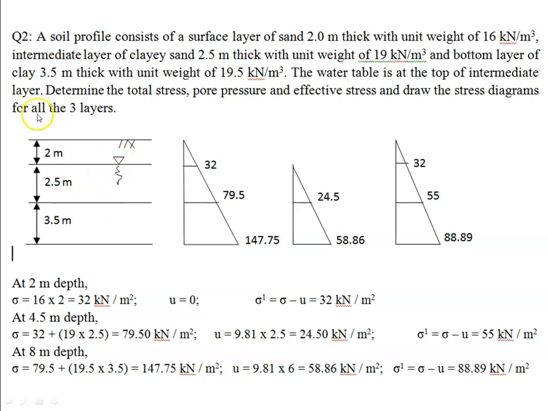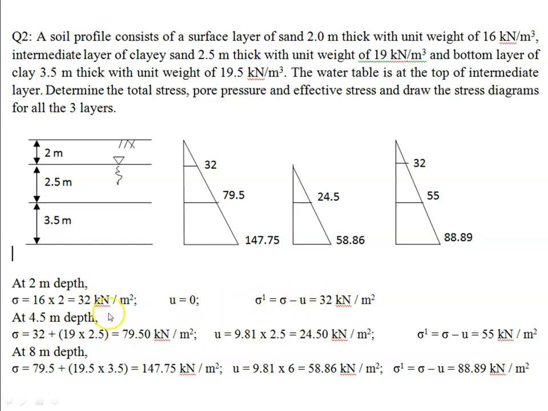Determine the total stress, pore water pressure and effective stress, and draw the stress distribution diagrams for all the 3 layers. So first we have to calculate the values of total stress, pore water pressure and effective stress at different depths. So at 2 meter depth, what is the total stress? What is the total weight of soil above this level? So here for this layer, unit weight of soil is 16 kilonewton per meter cube. So 16 into depth of soil is 2 meter. So that we can calculate the total stress. Then pore water pressure is 0.